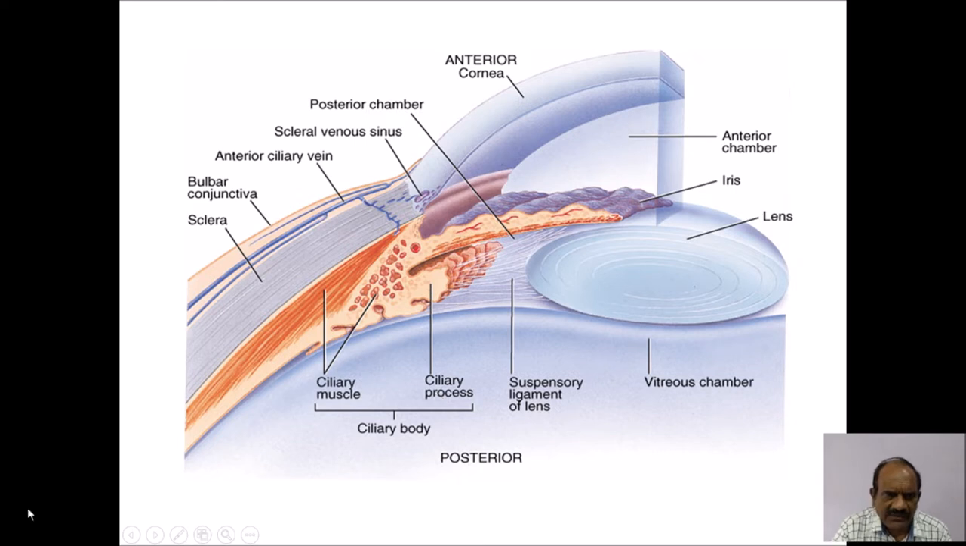Now the other part of this ciliary body, which is attached to its further extension, forms what we call the iris. This iris is present at both ends of the lens, and the gap formed by this iris is called the pupil.